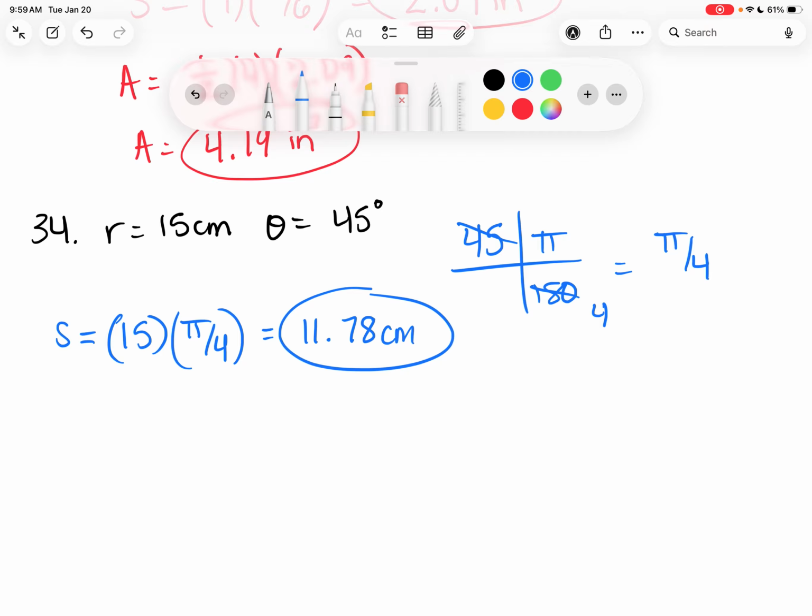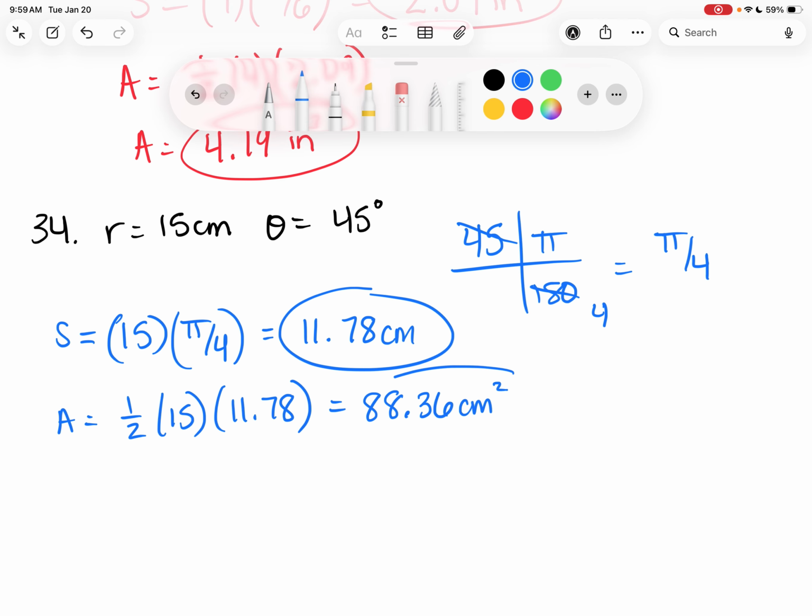Then area, 1/2 RS, so R is 15. S is that 11.78. Again, you can just use the value from your calculator. If you use the rounded value, again, totally fine, up to you. Oh, this is a big number. 88.36. Units, centimeters squared for area. That's a big number. Any questions about this? No.